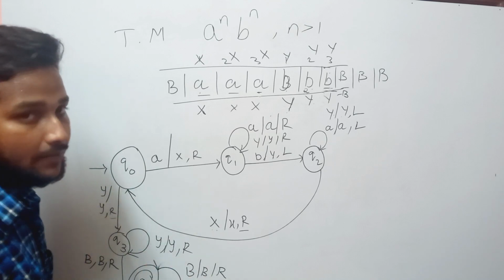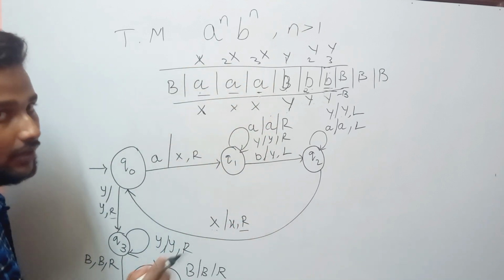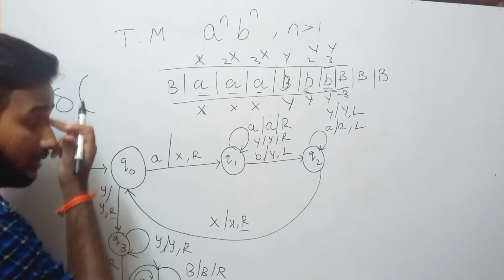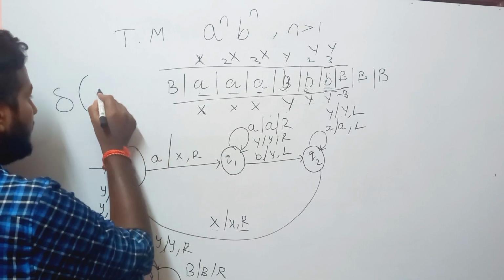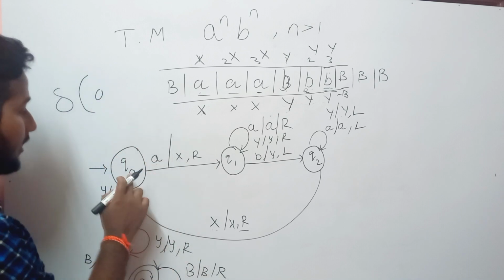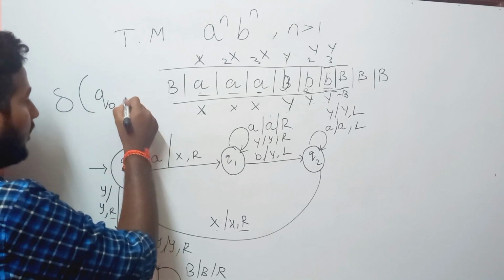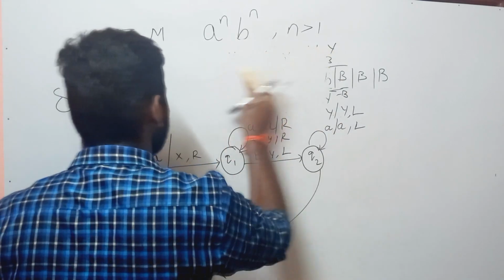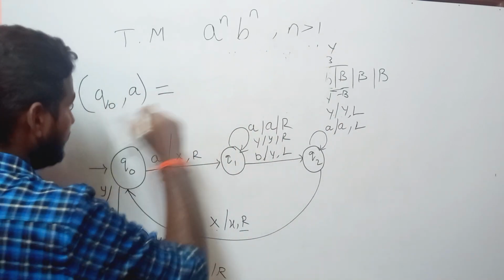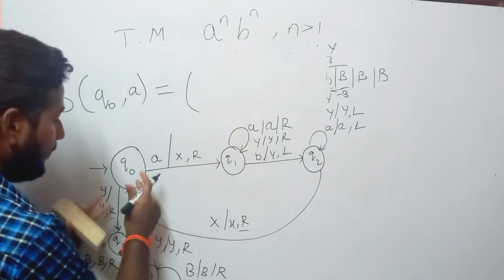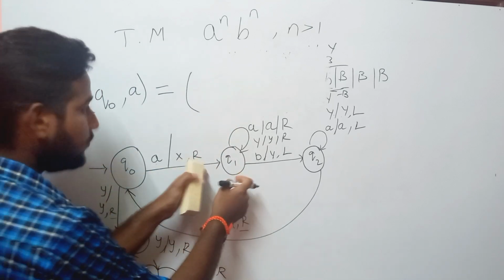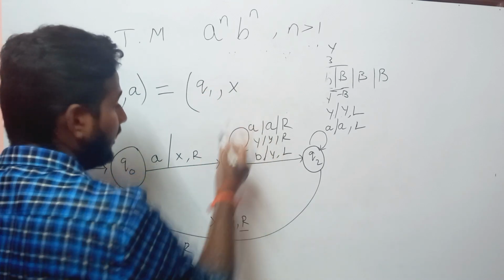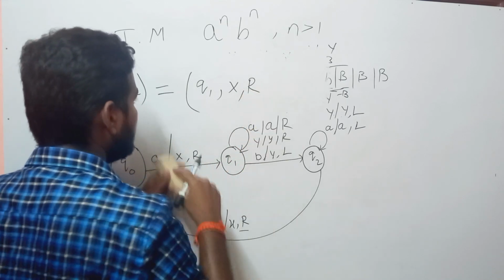By using this diagram, we can understand the idea of the Turing machine, which means this is the transition function. What is the current state? Q0 is the current state, and what is the input? A. Which is equal to: what is the next state when we apply A as input to Q0? It moves to Q1, makes A as X, and the direction is towards the right.